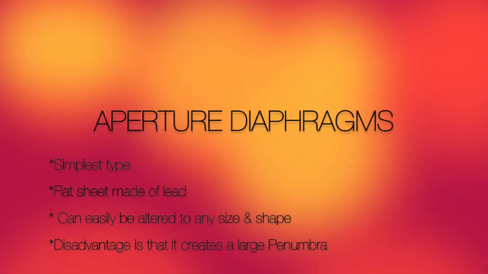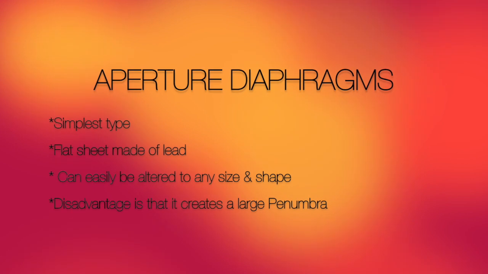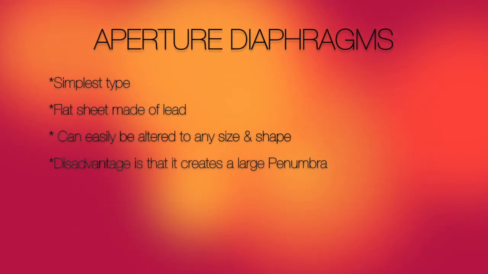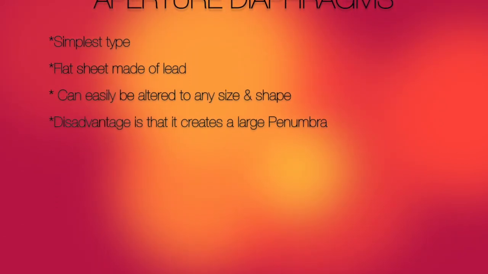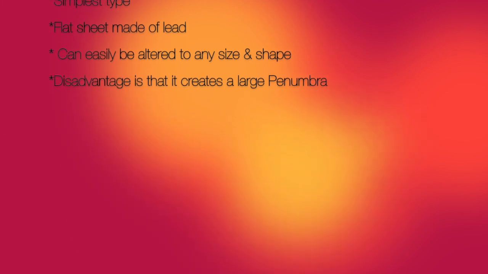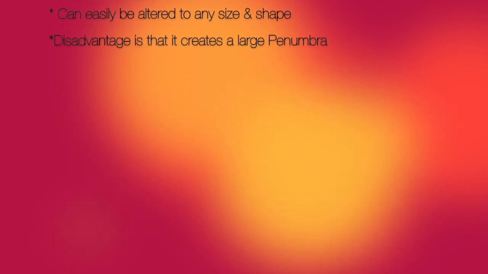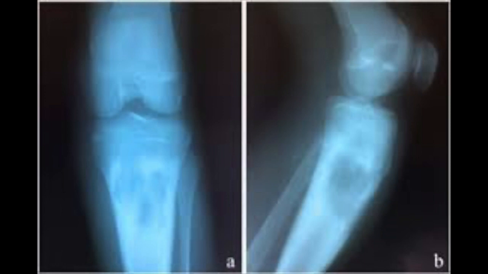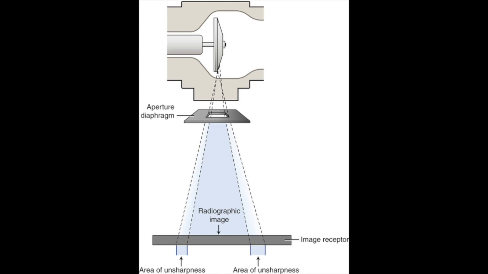Aperture diaphragms are also commonly used due to their ease of use. Due to their proximity to the radiation source, there will always be an area of unsharpness surrounding an image. Therefore, their use is not as popular as other types of restrictors.